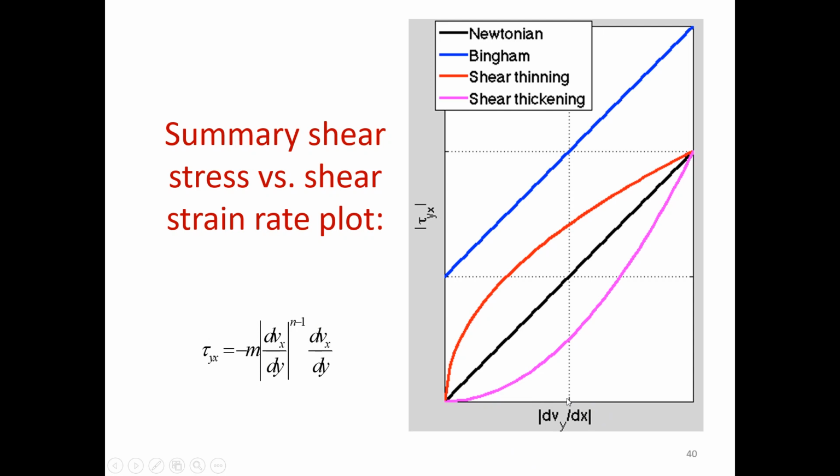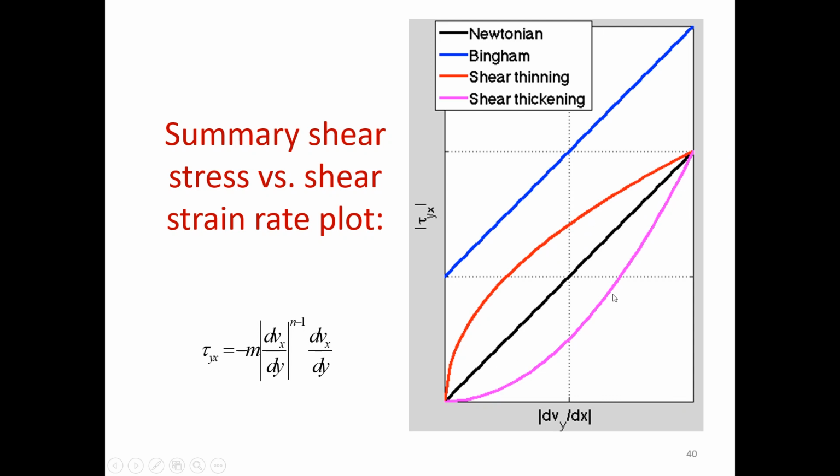This is gamma dot. So essentially here I have a slope, this slope, and here my slope is a little flatter, so lesser, right? So with an increase in the shear rate, my slope gets lesser, right? And that is shear thinning.